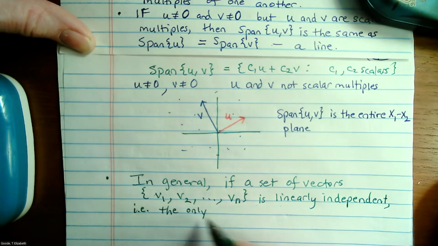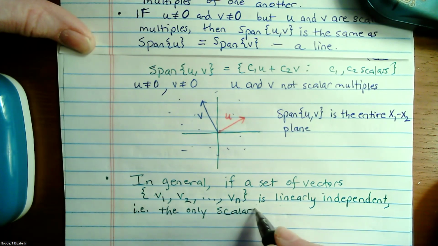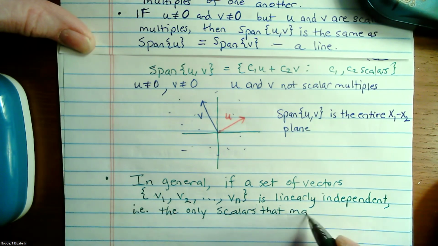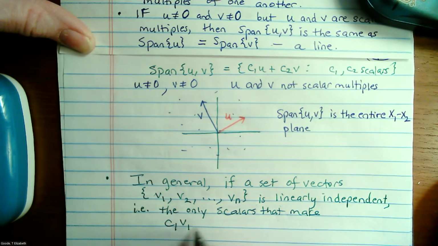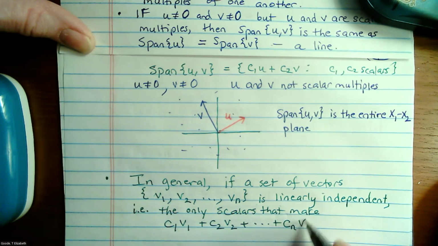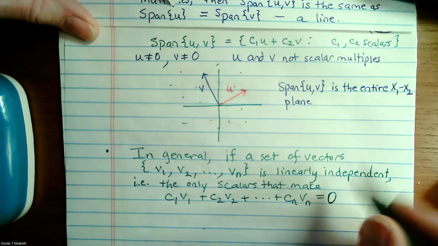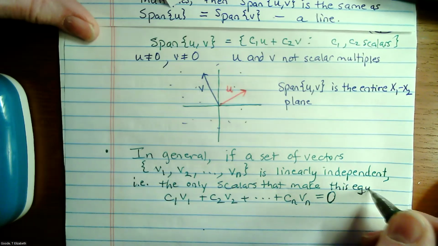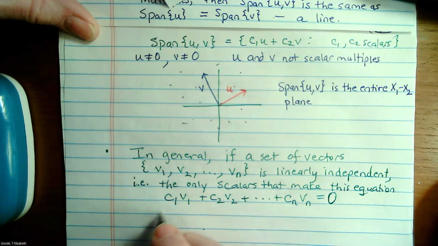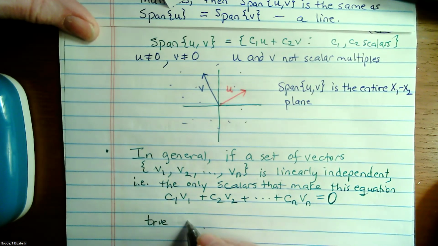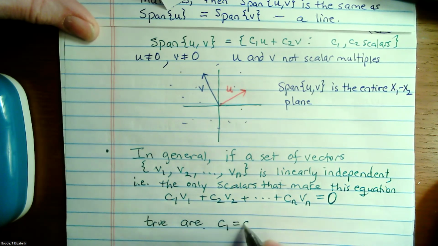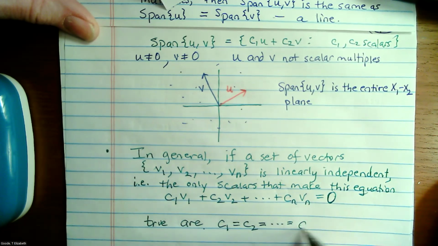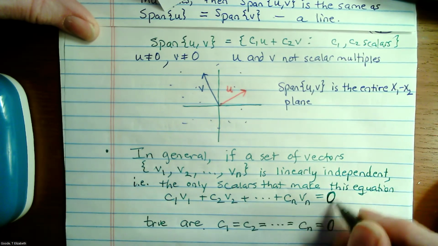The only scalars that make this equation C1 V1 plus C2 V2 plus and so on plus C sub n V sub n equal to 0 true are C1 equals C2 equals and so on equals C sub n equals 0. And here 0 is the real number. Here 0 is the vector.